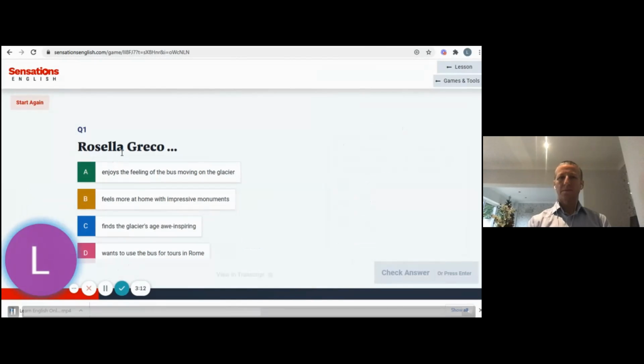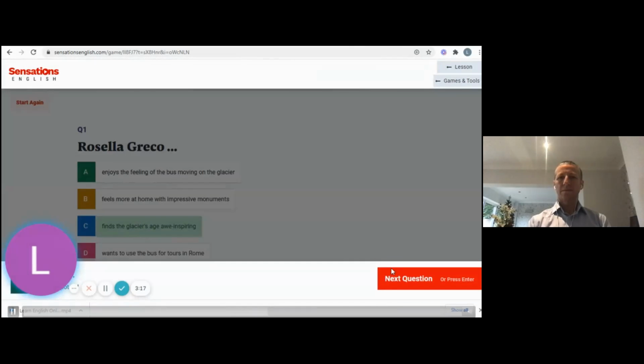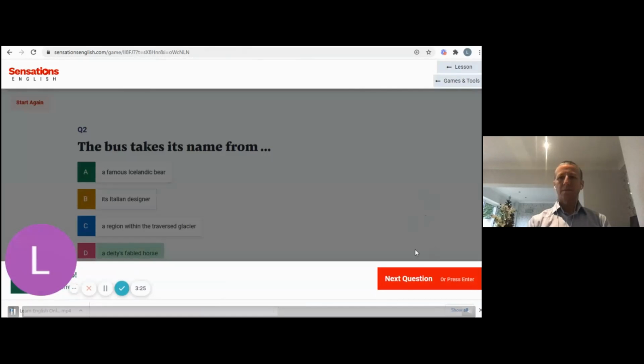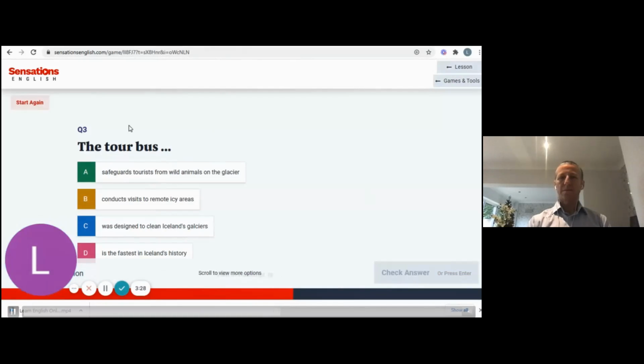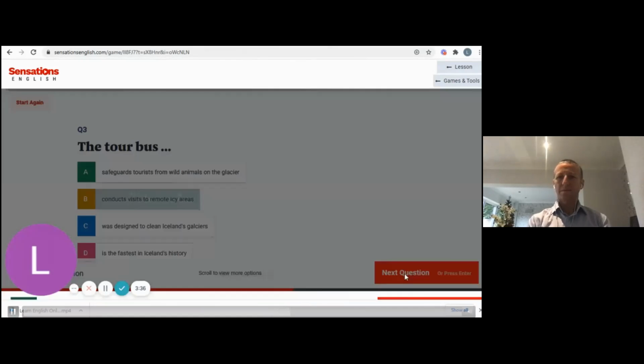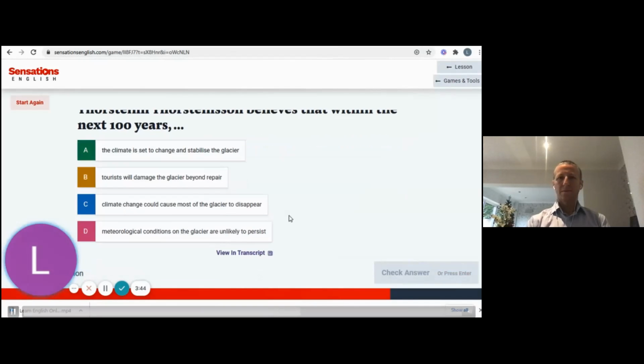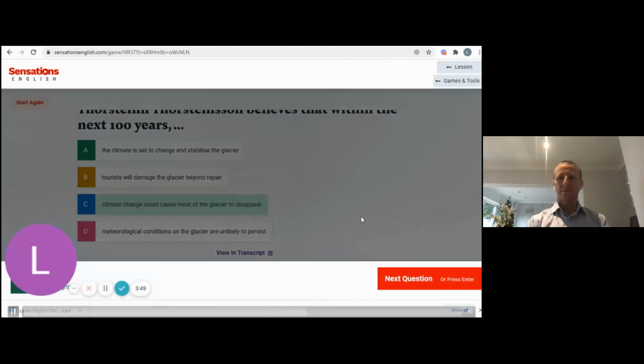And the first one, Rosella, which she finds the glacier's age awe-inspiring. Correct. The bus takes its name from a deity's fabled horse. And the next question is, the tour bus conducts visits to remote icy areas, I think. It does indeed. Next question. He believes that within the next 100 years, climate change could cause most of the glacier to disappear.